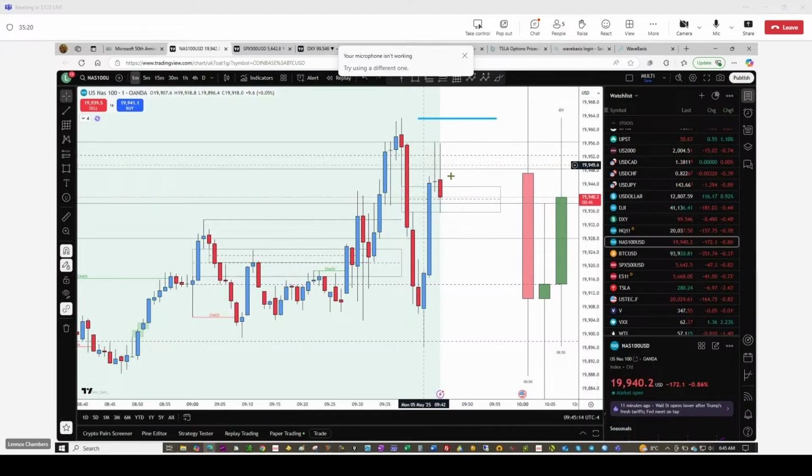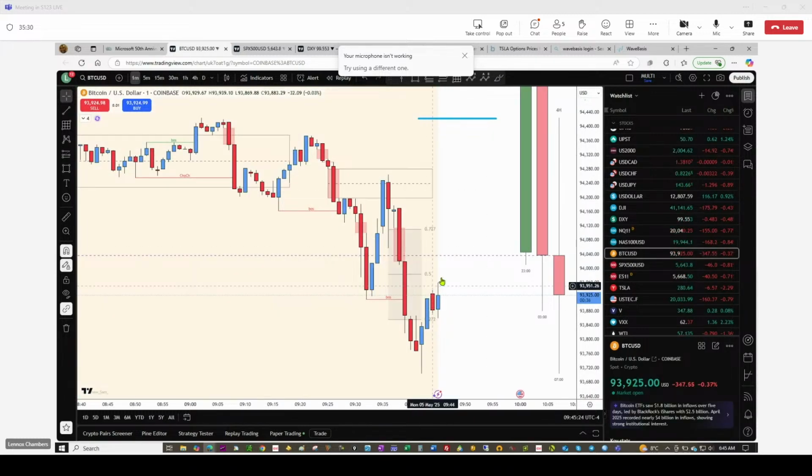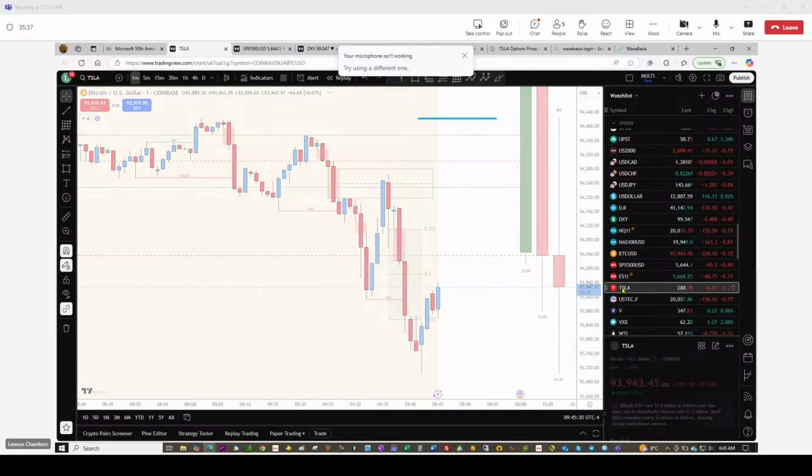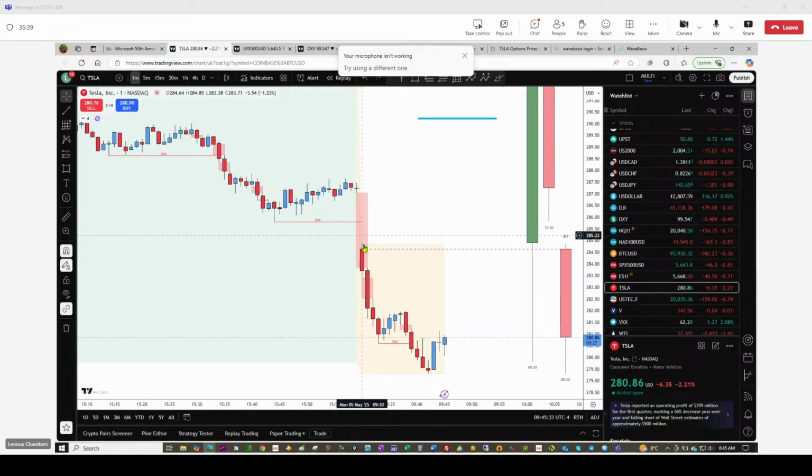Very volatile, so you have to be careful. Yeah, volatility is enormous at this point. Bitcoin's making a nice push. By my calculations, the volatility is about 45 handles. Let's see how Tesla did here. Tesla opened down and has just gone straight down, so it's a little tough to play Tesla as well at this point.